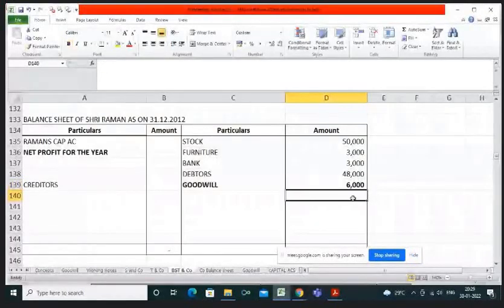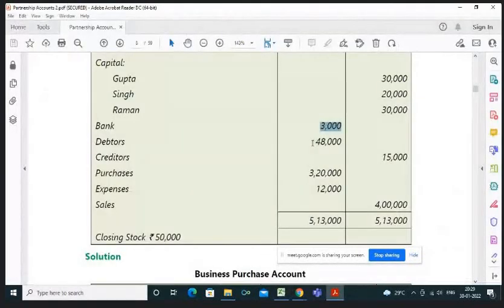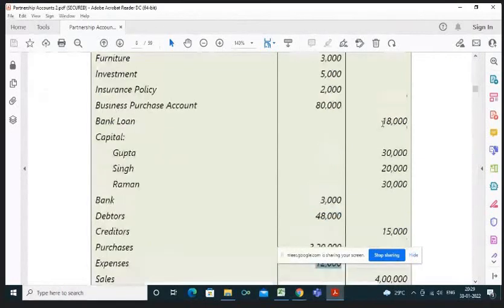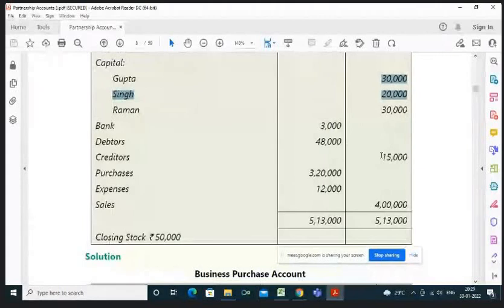Goodwill 6,000 is one of the assets we'll have to show. Debtors already we have shown. Purchases is part of the P&L account, and expenses also part of the P&L account. So on the trial balance, credit balance, credit items, bank loan we have not taken over. Gupta's capital will not take over. Singh's capital will not take over. Creditors have a balance of 15,000, which we should take to the balance sheet.